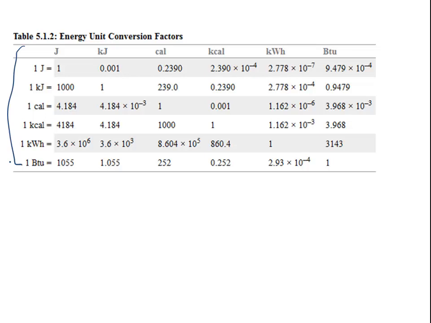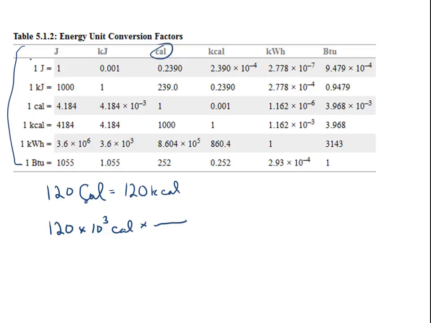If you take, say, a piece of bread that has 120 calories. The calories you use for food have a capital C, and those are really kilocalories. The capital C food calorie is really a kilocalorie. And let's say we want to know how many joules that is. You would take 120 kilocalories, so it's 120 times 10 to the third calories. And then you would use your conversion between calories and joules.